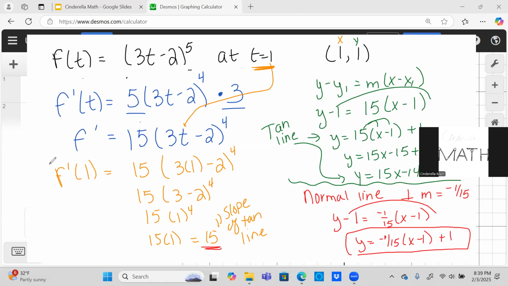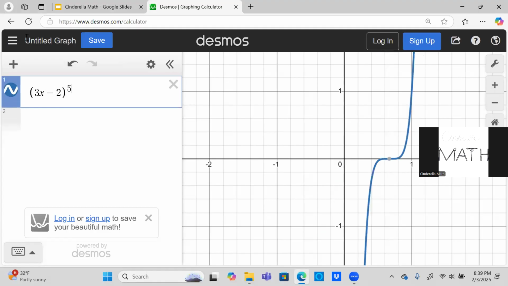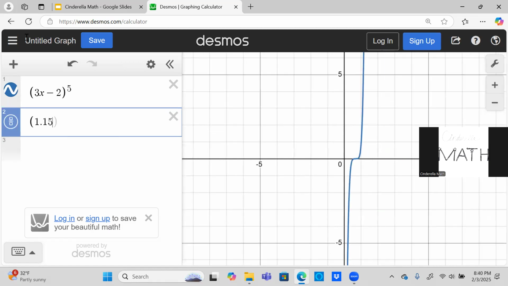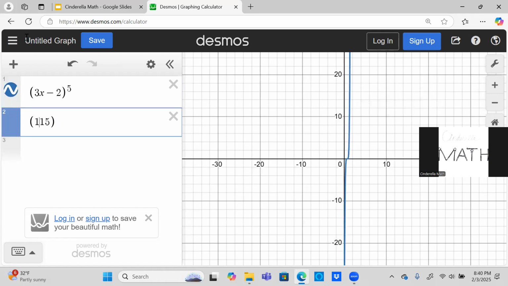We can check this one real fast. Desmos doesn't know t, so we'll just change that to x. Okay, there was the original function. And we were looking at the point (1, 15). They told us the 1, we got the 15. Might need to zoom out here.